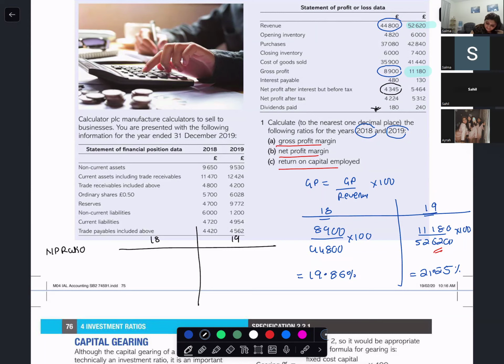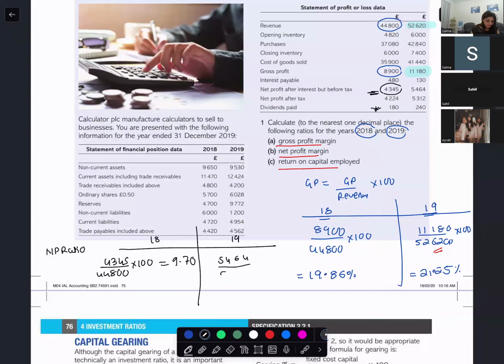But why must? Think, I will give you time. So net profit ratio, net profit will be 4345. This is after all your expenses, right? Over revenue, into 100. So it is coming up to 9.70%.